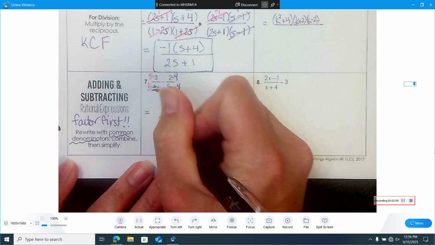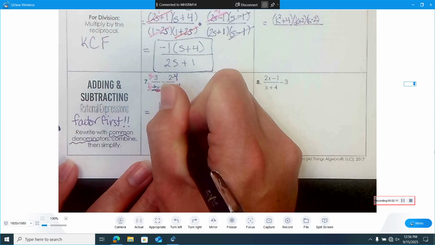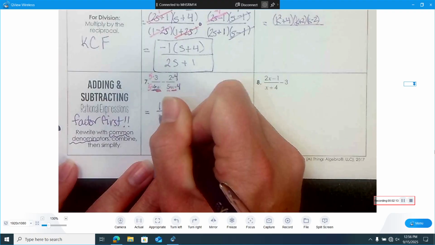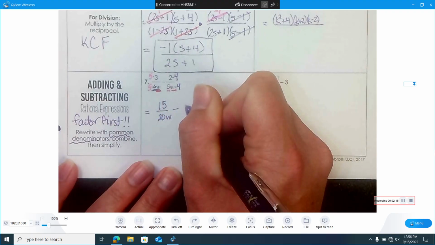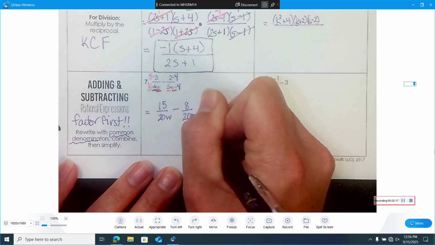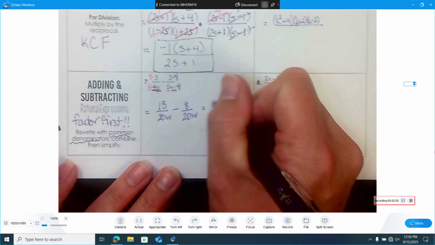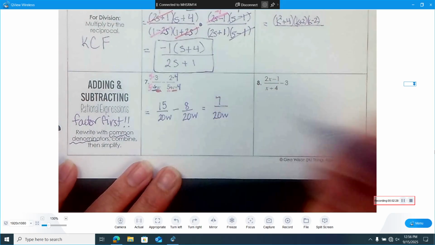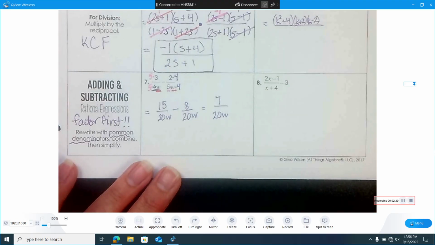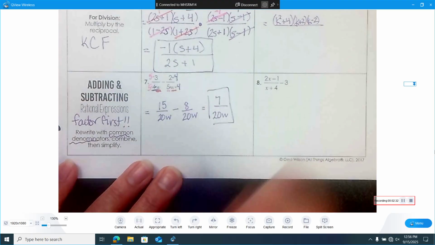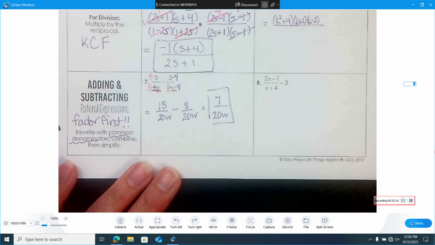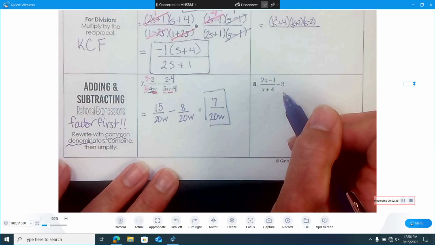I get my numerator of 15 over 20W minus 8 over 20W. And now that the denominators match, what is 15 over 20W minus 8 over 20W? 7 over 20W. I don't know what that means, but that is it. And of course, we would want to look to see if we could reduce, but that does not reduce. So that's it.